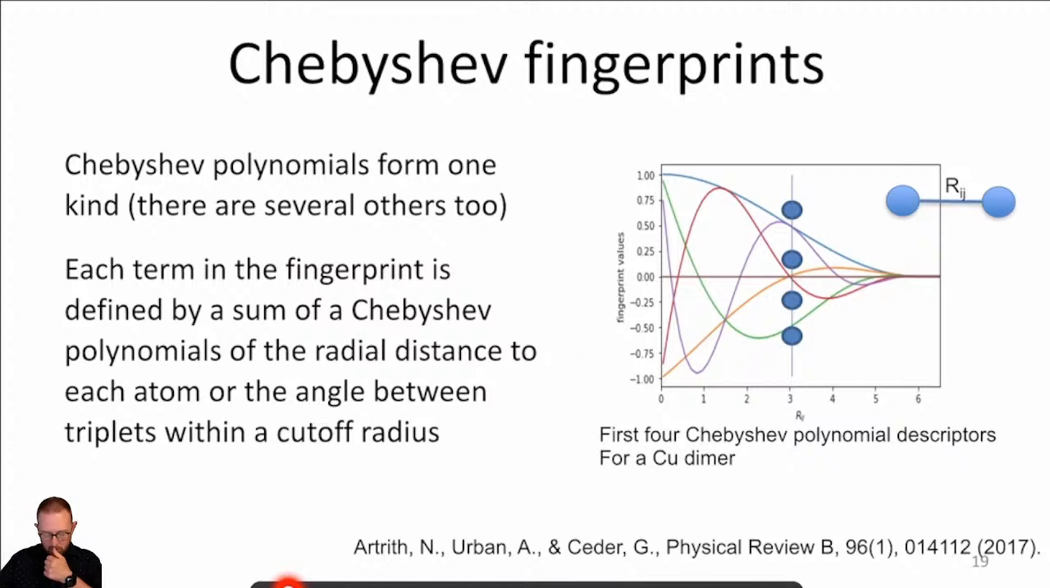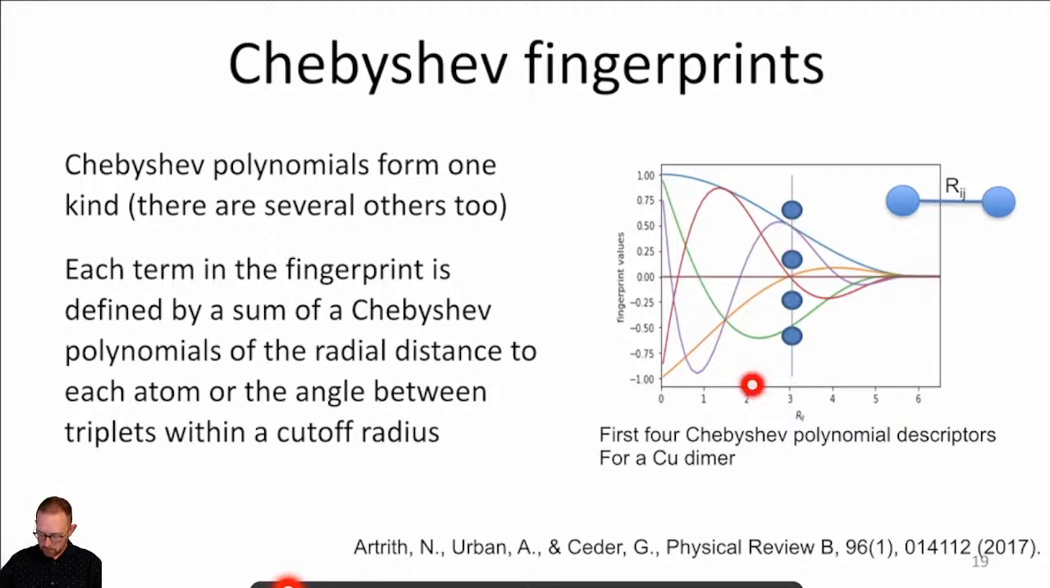Here's an example where we use Chebyshev fingerprints. They're one of my favorites. Here we have, say, a dimer, 2 atoms separated by a distance rij. Then in each one of these lines we have various Chebyshev polynomials that depend on that rij, times the blue line, which is a smooth cutoff function. So what that tells you is that, let's say we have an rij of about 3, and we have 1, 2, 3, 4 of these functions. Then we have a fingerprint that is given by these 4 numbers indicated by the blue lines.